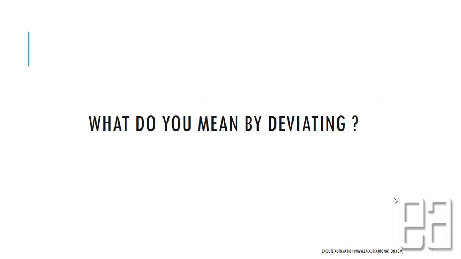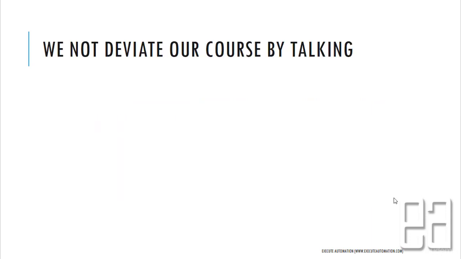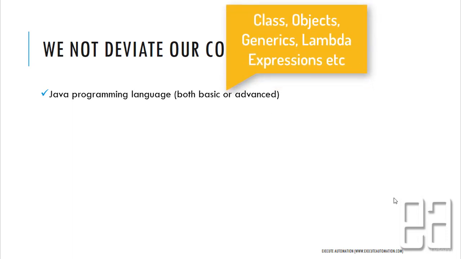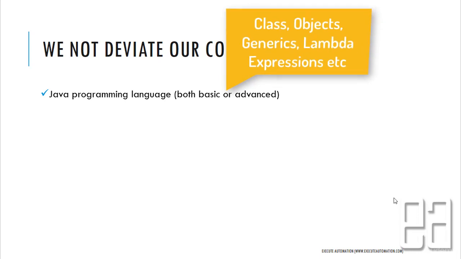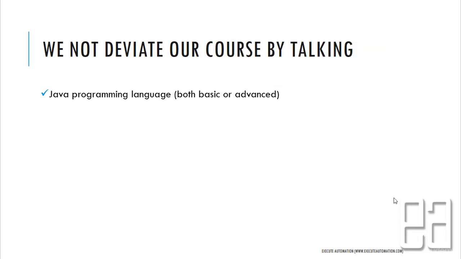What do you mean by deviating? Well, we are not going to deviate our course by taking the basic Java programming language or even the advanced Java programming language, something like what is classes, objects, and what is generics, and how to work with interfaces, and how to work with the lambda expressions. Those are not the cup of tea in this course. Rather, you have to do a homework of understanding how to work with Java basic as well as advanced programming before taking this course. And we are not going to talk very basic about the Selenium as well.